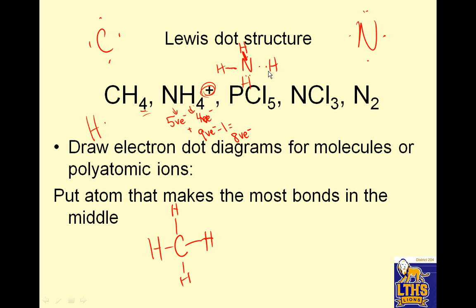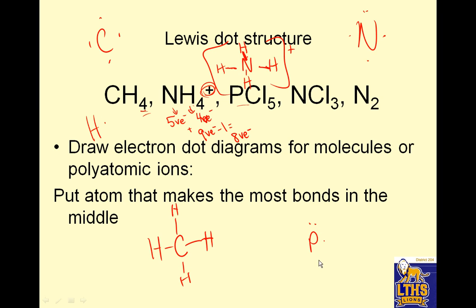And then we could draw the lines. Every time there's a bond, it's a line, which represents 2 electrons. And overall, this has a positive charge. We'll talk about what that means later.